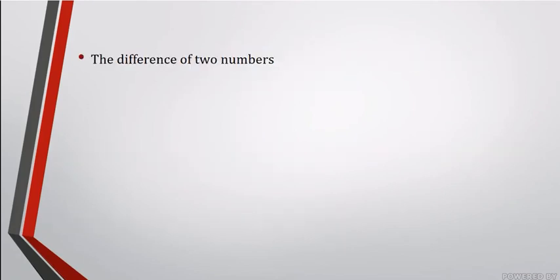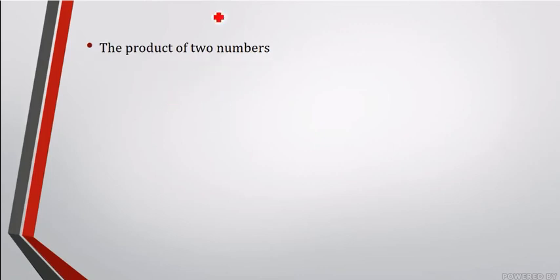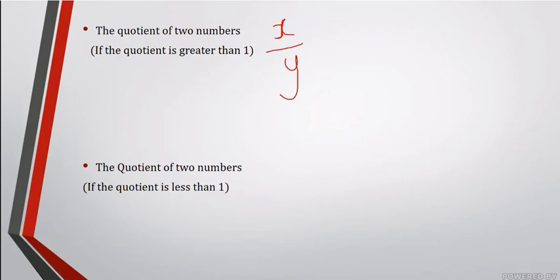Let's look at another example. The difference of two numbers. How do I translate this verbal phrase into an algebraic expression? The difference of two unknown numbers can be written x minus y. The difference means to subtract. The product of two numbers means to multiply two numbers. It can be written as x multiplied by y. So the product of two numbers again means to multiply.